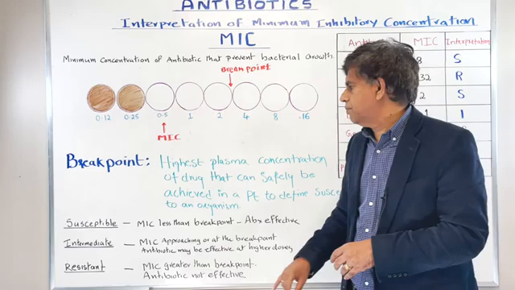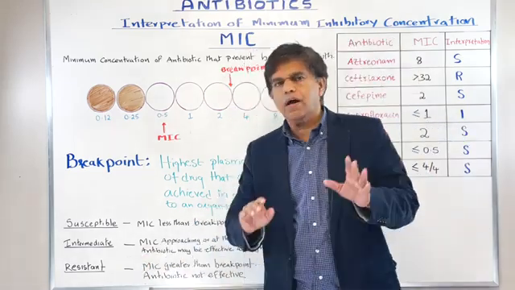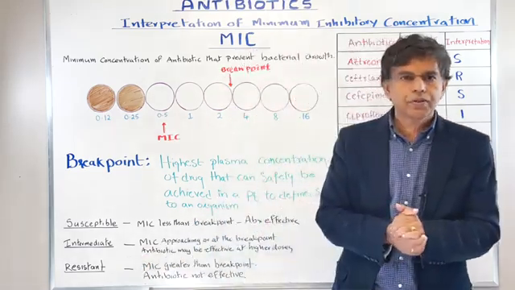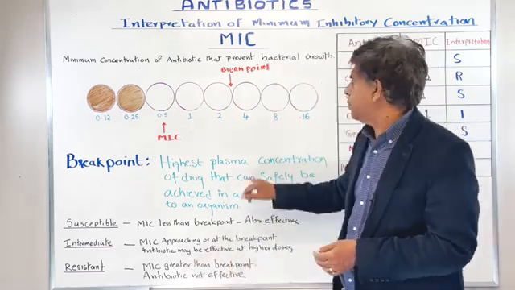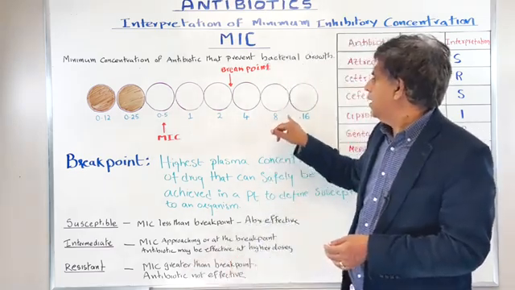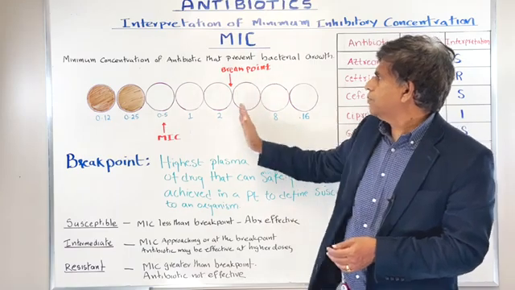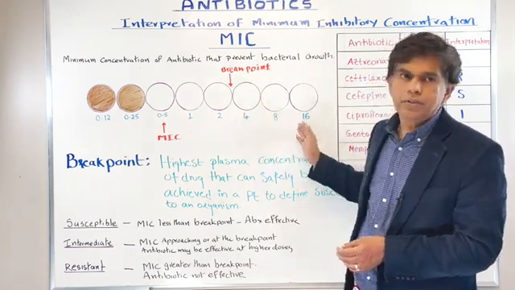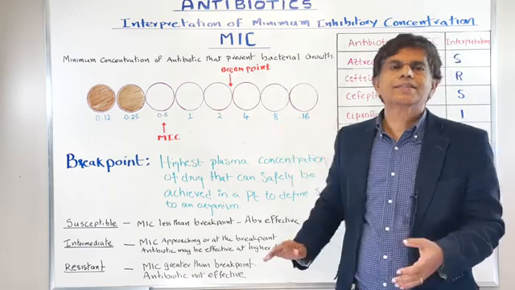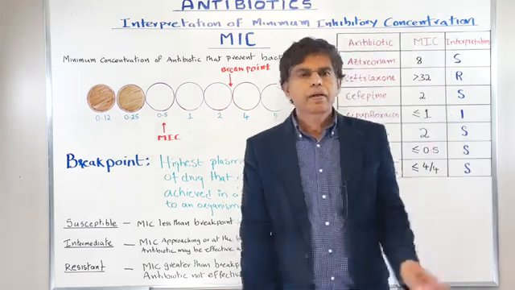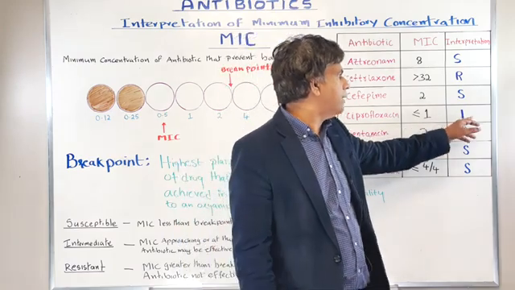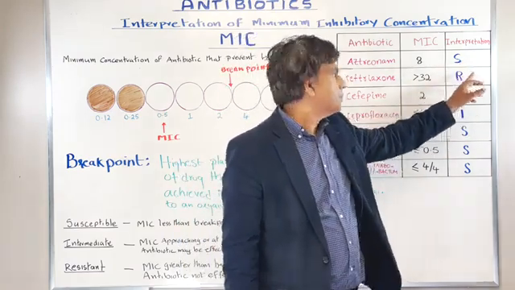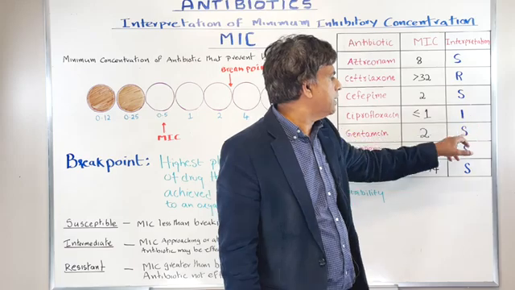Now remember, the last one is resistant, R. Don't use it, because it's not going to work. What does that mean? MIC greater than the breakpoint. The MIC is going to keep on going. The breakpoint is right here. Don't use the drug in that circumstance. It's resistant. It's not going to work. So you have S, I, R: susceptible, intermediate, resistant.